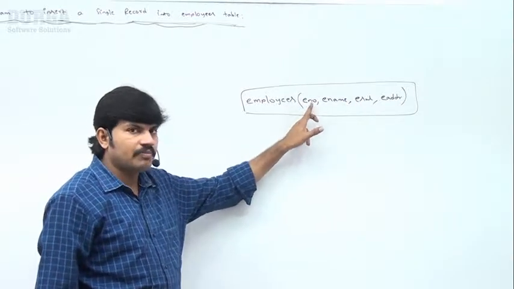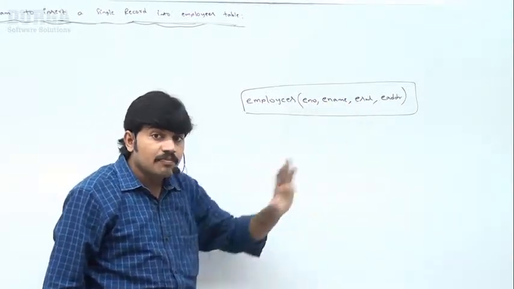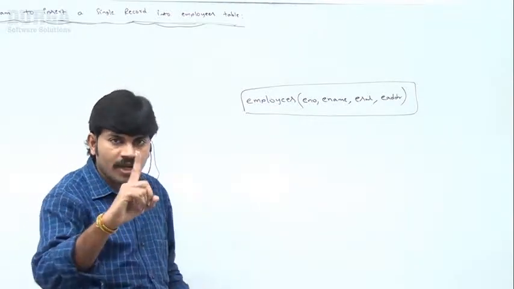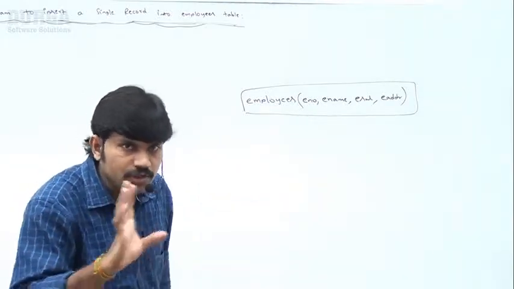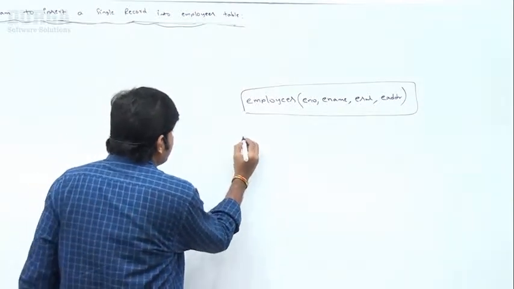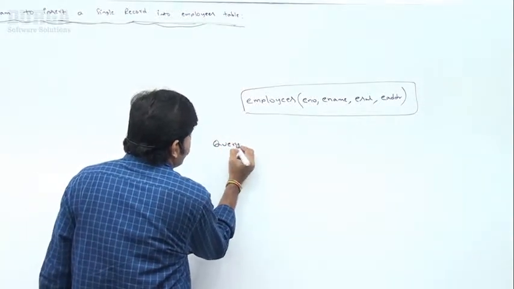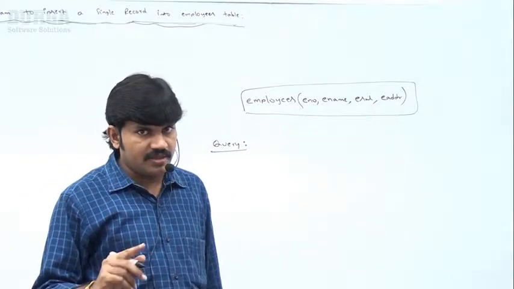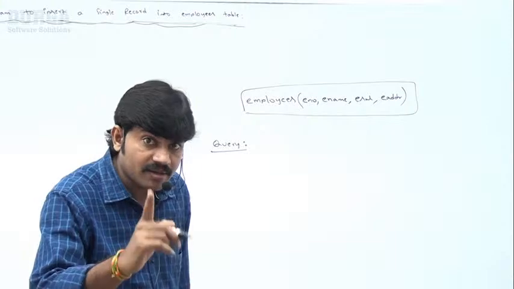Sir, employee number, employee name, employee salary, employee address, like this, right? I want to insert one row into the employees database. Can you please tell what is the SQL query? Anyone, can you please tell? You people should have a basic idea of the SQL commands. I already covered the basic commands in the last videos, right?